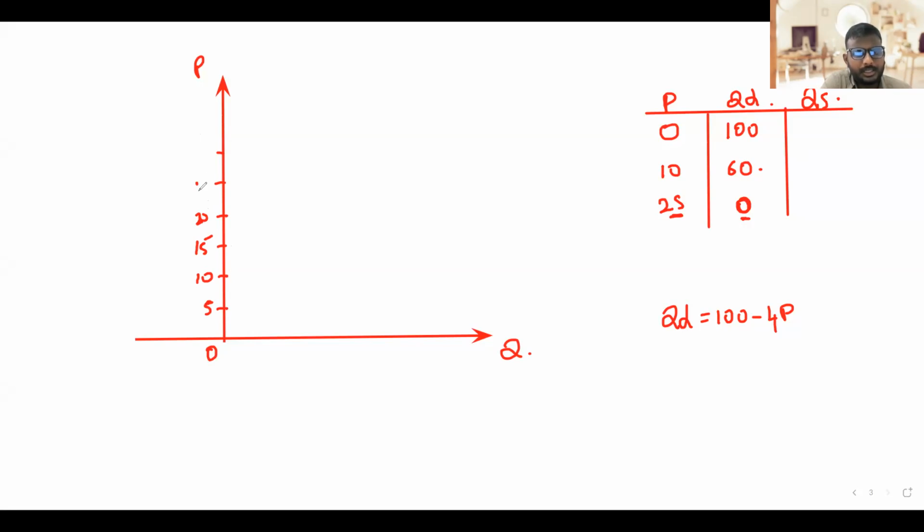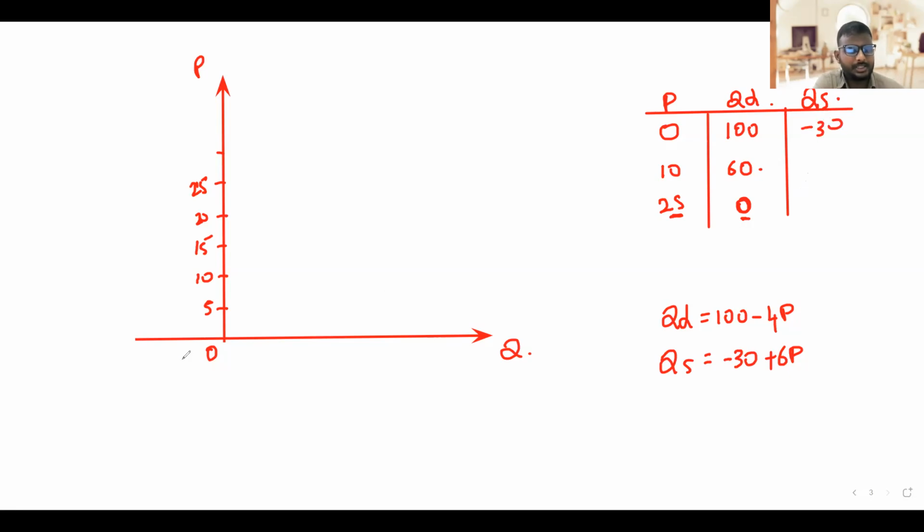All good. I hope so, because I didn't look at the supply one. Actually, I should look at the supply one, then only mark the interval. So we'll do that as well. Supply one was, I think, QS equals minus 30 plus 6p. So for 0 price, what is the supply amount? Minus 30.